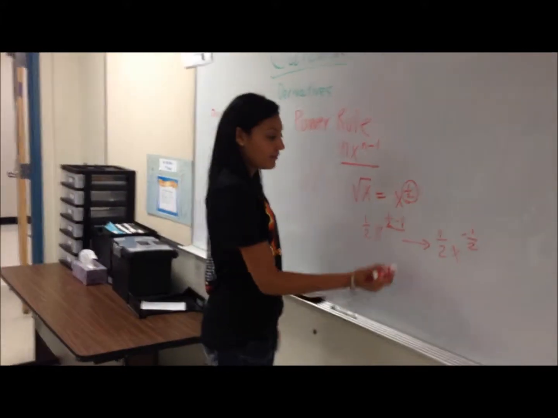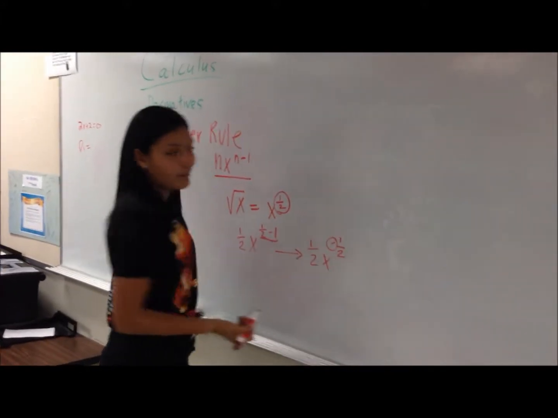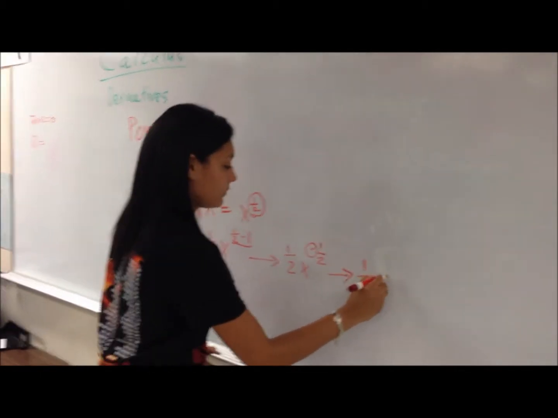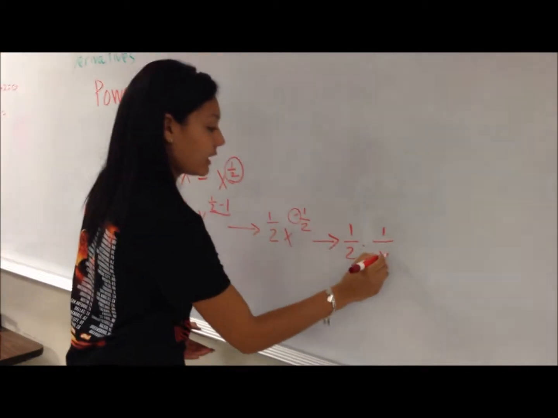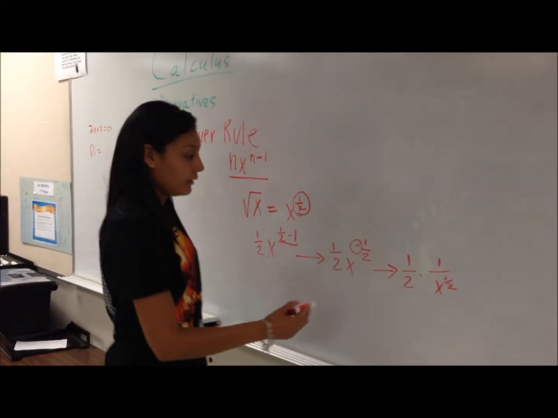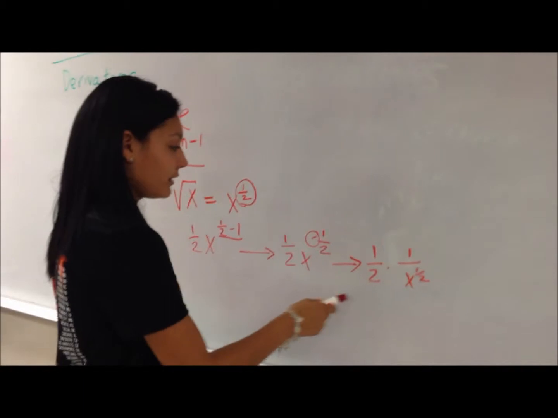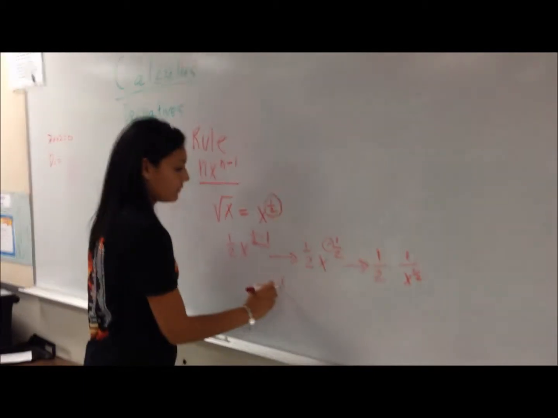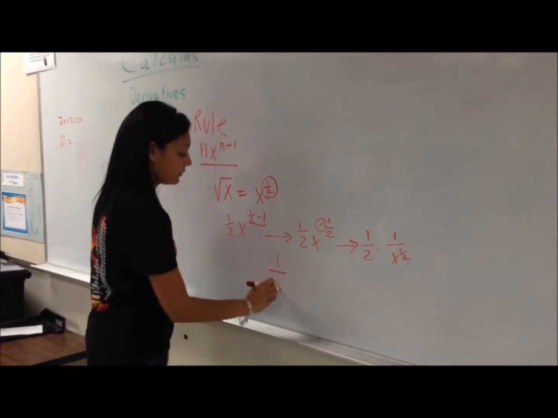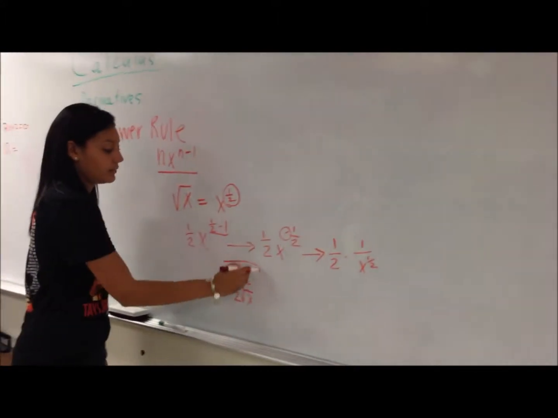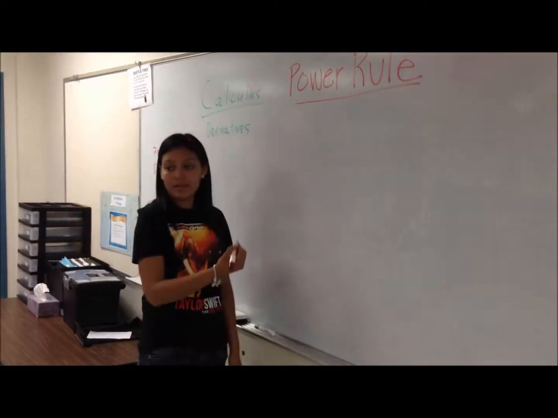Okay, so since this is a negative, we can rewrite it as 1/2 times 1 over x to the 1. Now, since we multiply that, it's going to be 1 over 2x as our final answer. And we're done.